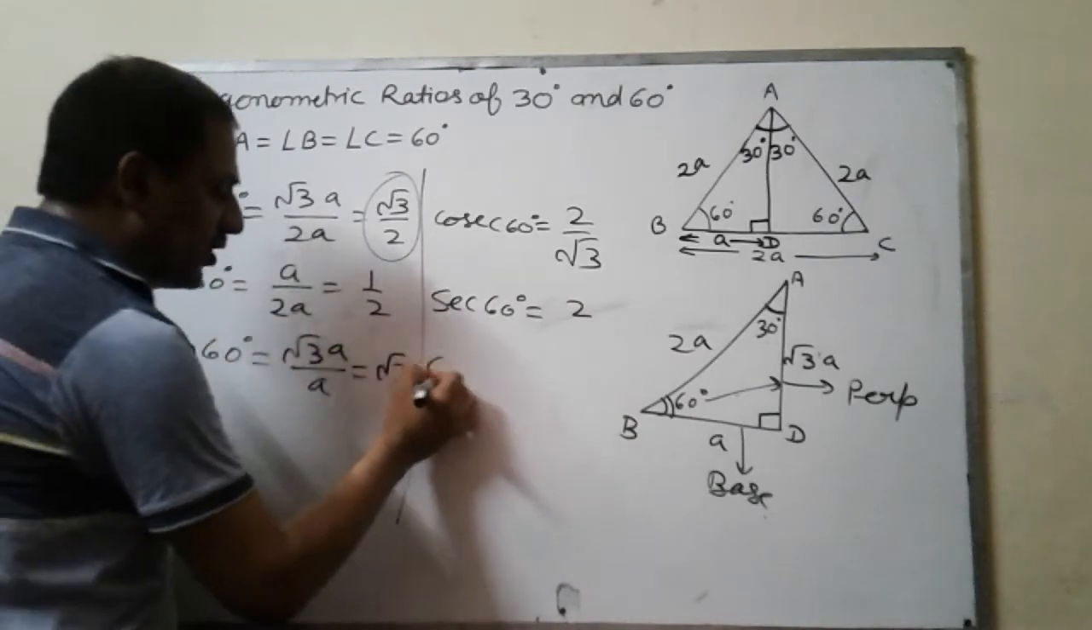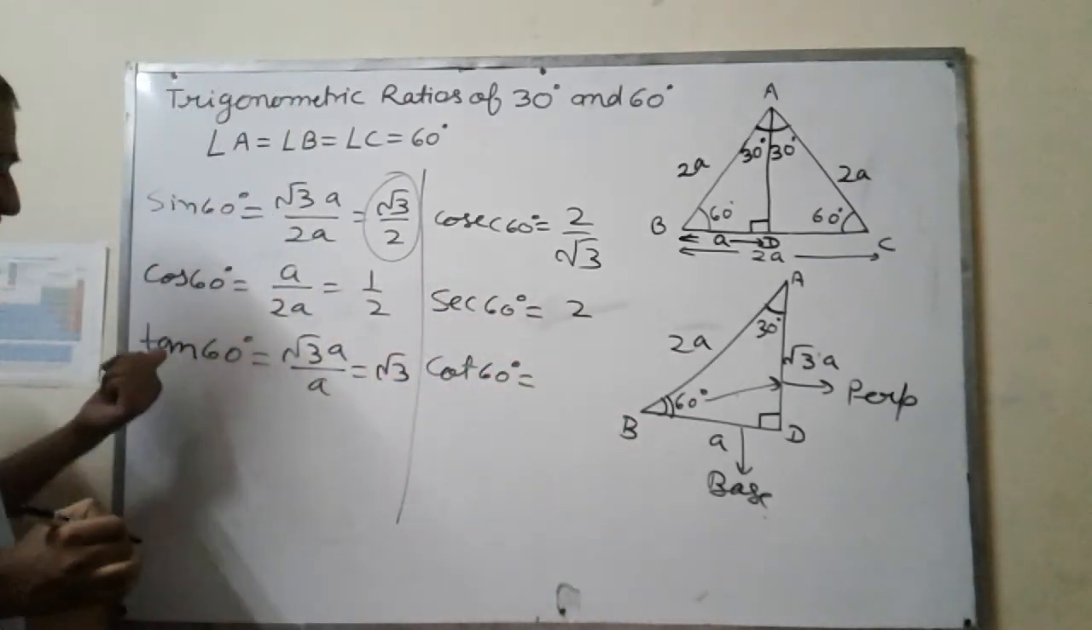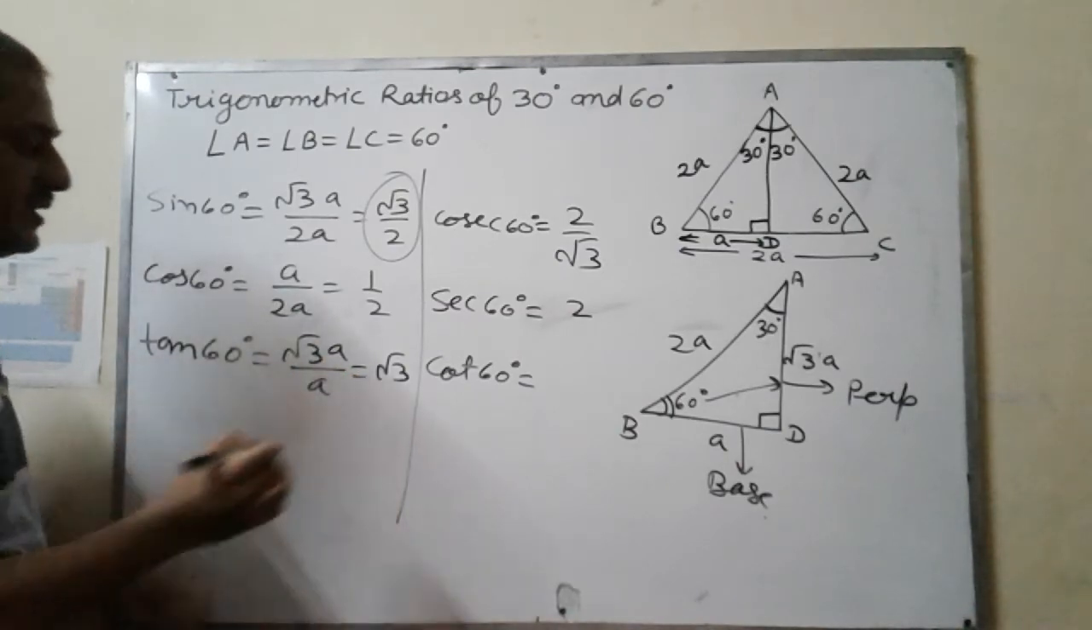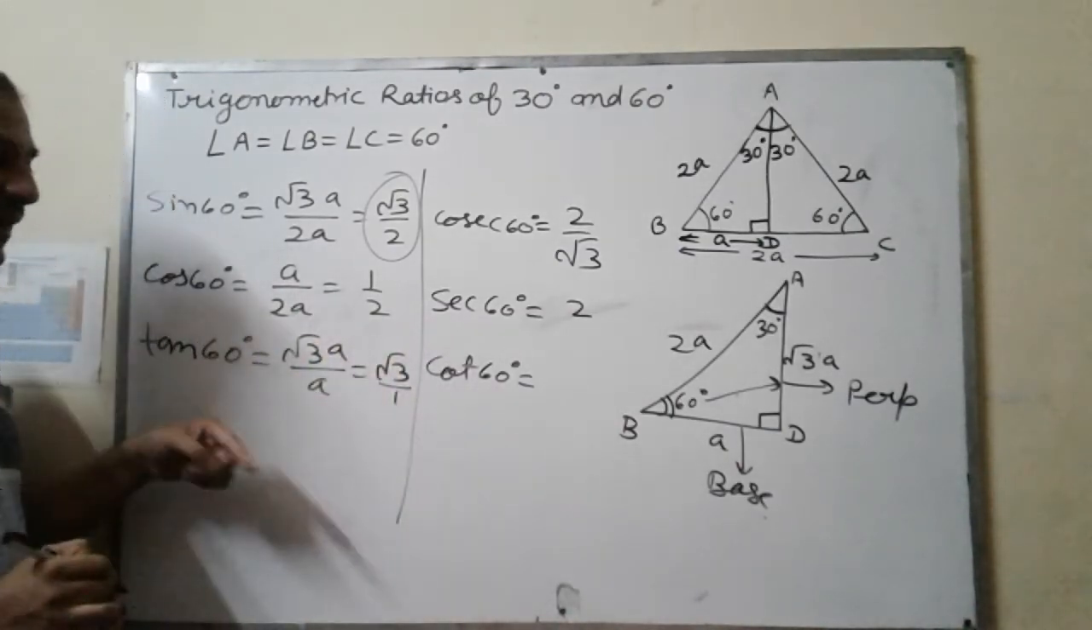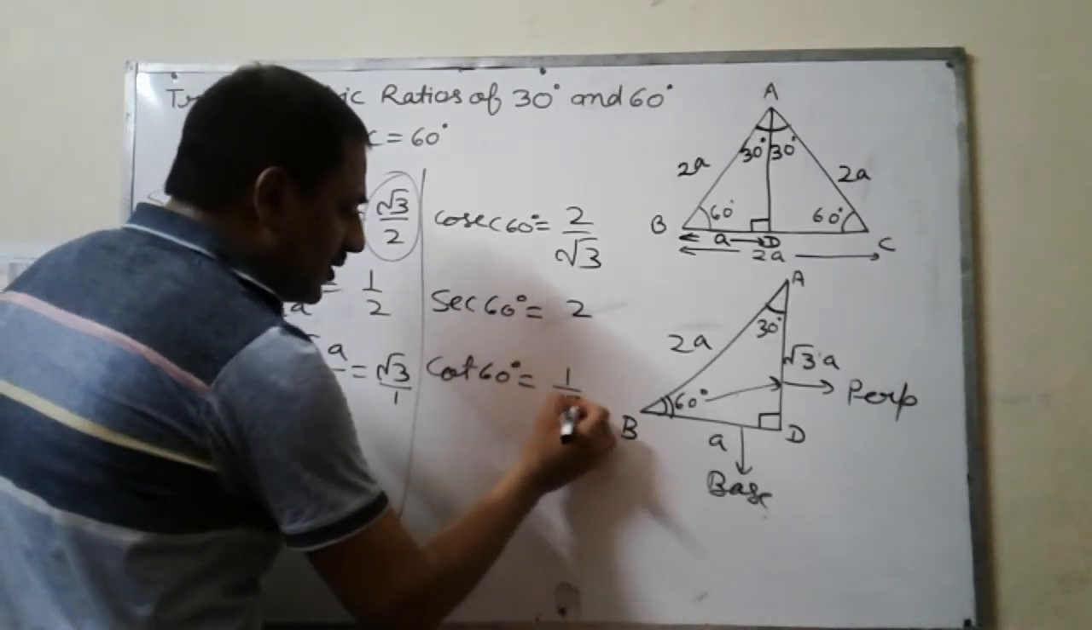And the value of cot 60. Cot is the reciprocal of tan. The value of tan is root 3, means root 3 upon 1. Then the value of cot 60 will be 1 upon root 3.